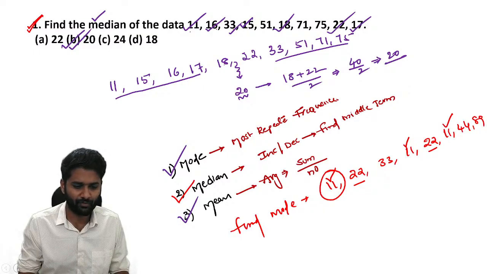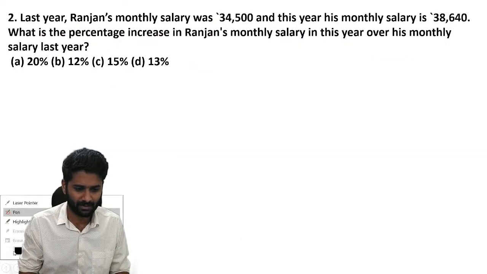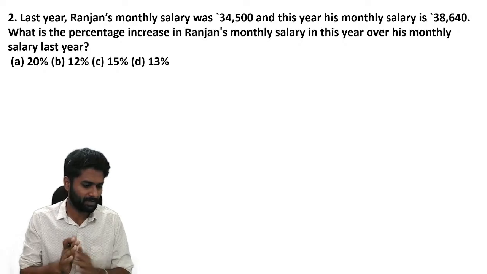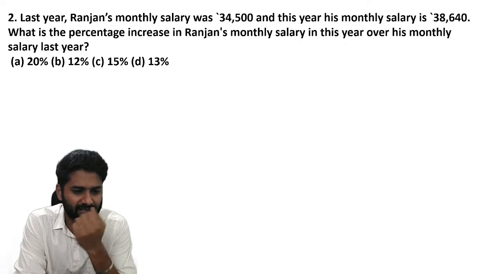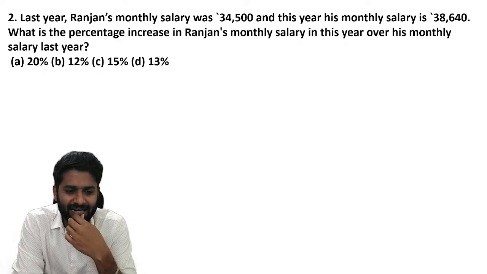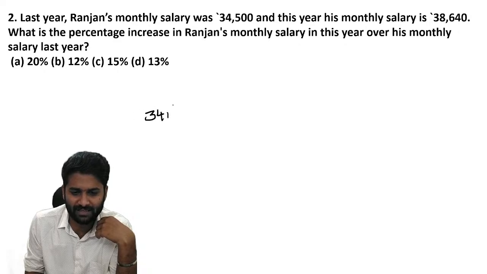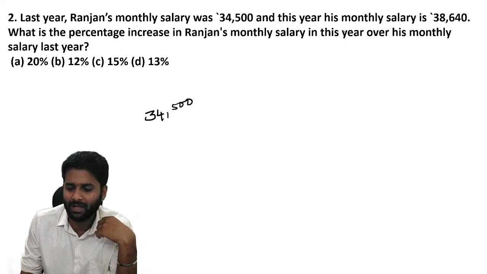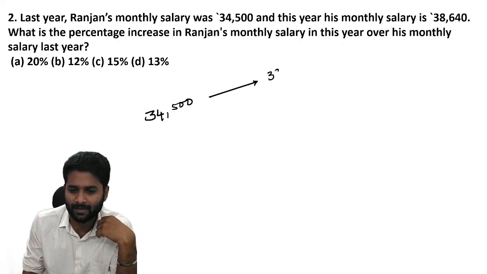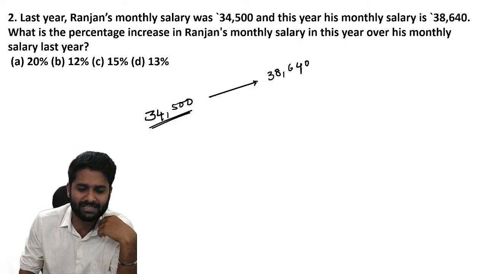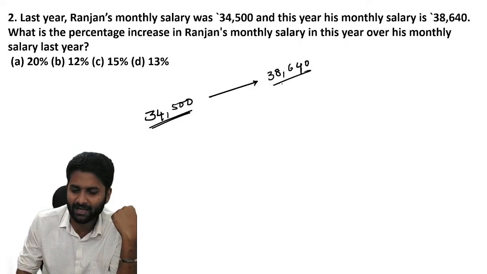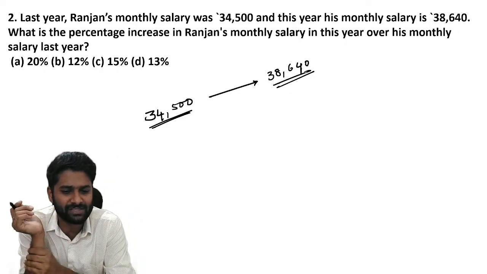Yes. We'll go for the next question. Now try to read this information. Here the data says that last year Ranjan's monthly salary was 34,500 rupees. It's all about the previous year's salary, 34,500. Now his monthly salary is 38,640. So the salary of last year is 34,500, and this year's salary is 38,640.